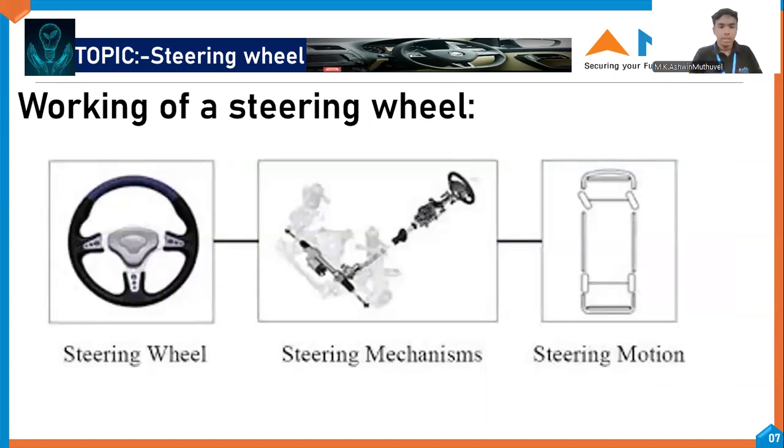This is the block diagram of the steering wheel. This is the steering wheel which we use to turn, and this is the inside mechanism, the rack and pinion mechanism, and this is the motion of the steering.